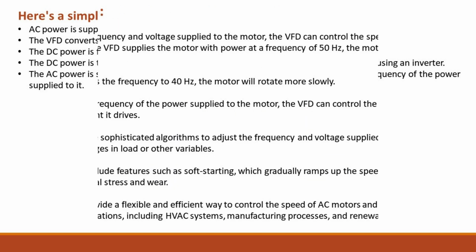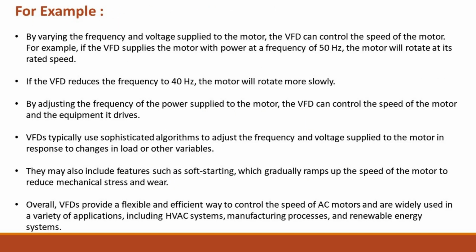By varying the frequency and voltage supplied to the motor, the VFD can control the speed of the motor. For example, if the VFD supplies the motor with power at a frequency of 50 Hz, the motor will rotate at its rated speed. If the VFD reduces the frequency to 40 Hz, the motor will rotate more slowly. By adjusting the frequency of the power supplied to the motor, the VFD can control the speed of the motor and the equipment it drives.